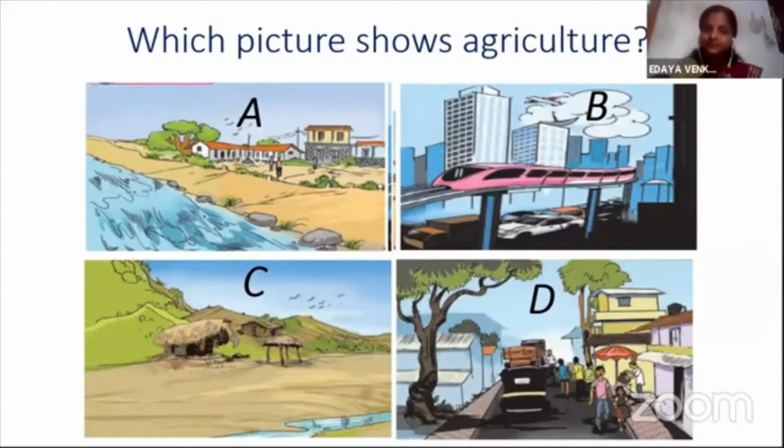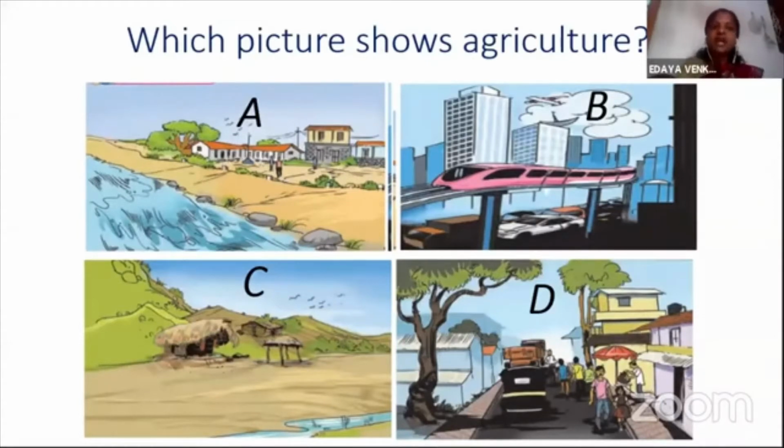This is a village picture, so there should be agriculture. Very good. Here we can see more greenery compared to other pictures, and there is a low population, and it seems like a rural settlement. R-U-R-A-L, rural. Repeat. Rural. Very good.